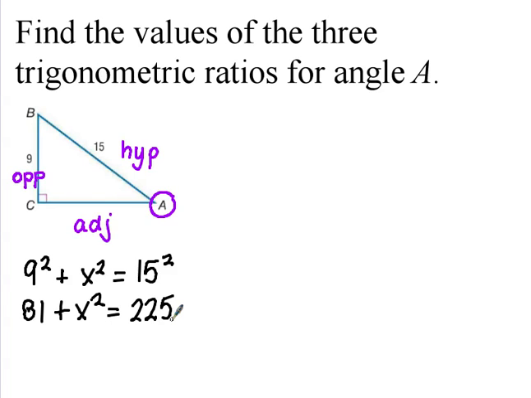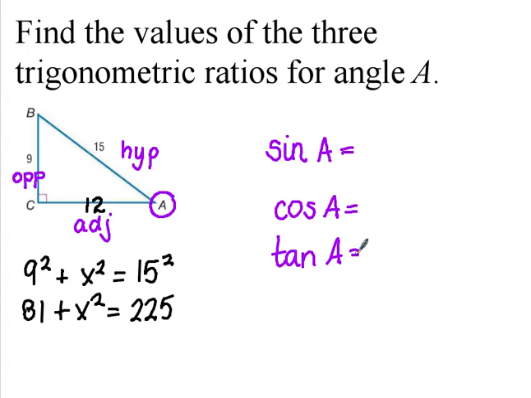12. So here we go. Now I have the three trig functions, right? I have to know what sine is. So I'm going to put sine of A, cosine of A, and what's the other one? Tangent of A.